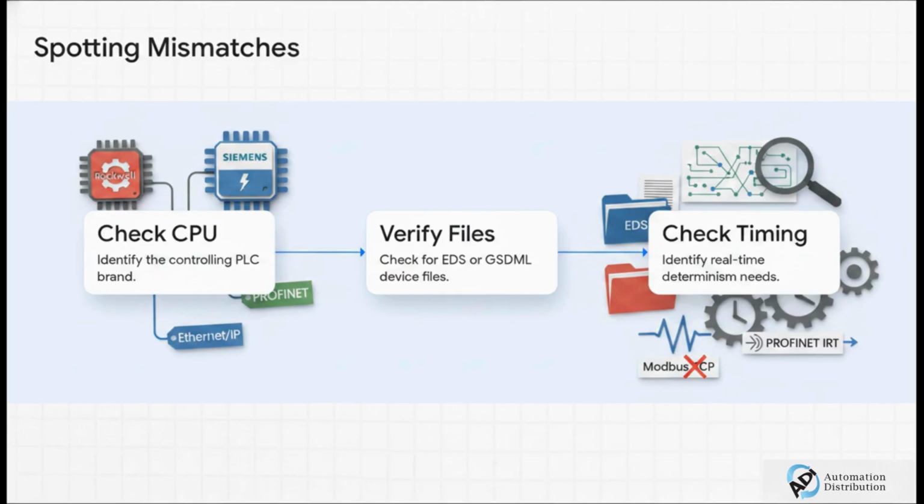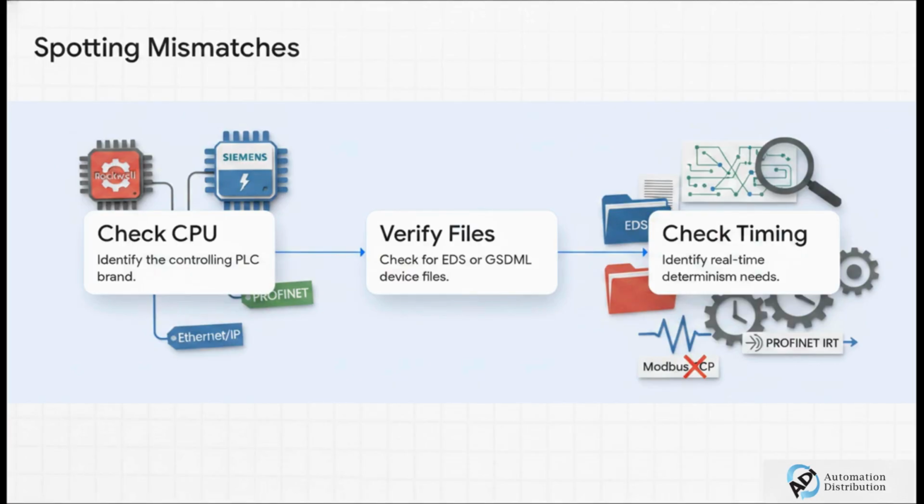Like, if you have a PROFINET controller but you're hunting for EDS files instead of GSDML files, yeah, you've got a mismatch and it's not going to work. Step 3, check the timing needs. Does the application need hard determinism for motion control? Because if it does, Modbus TCP just won't cut it, and you'll need PROFINET IRT.